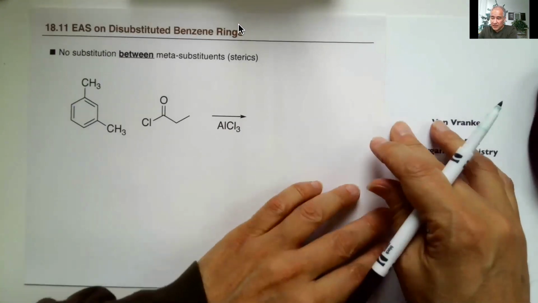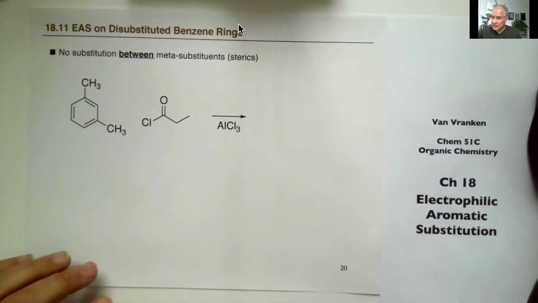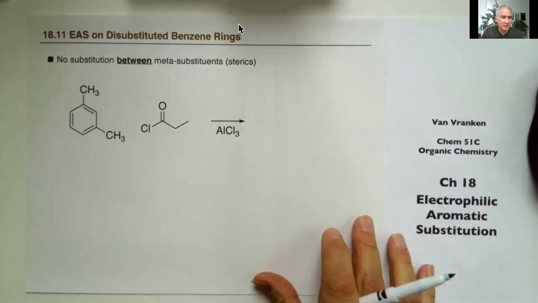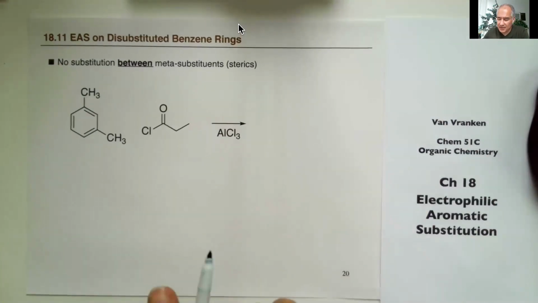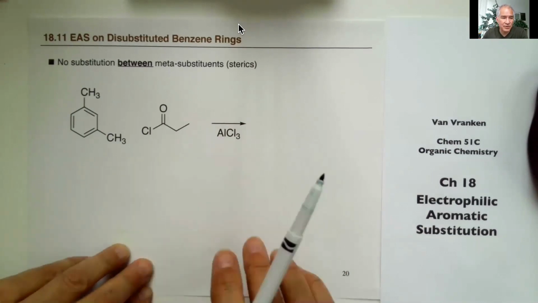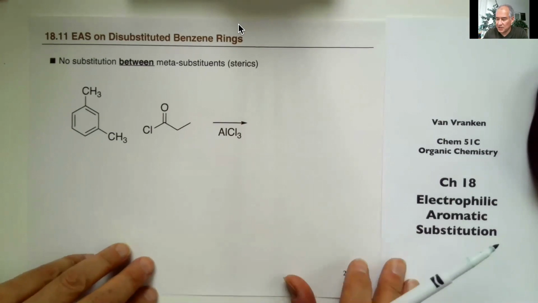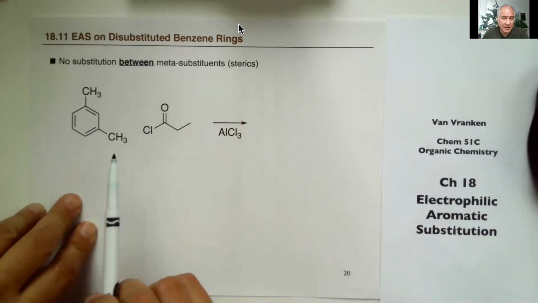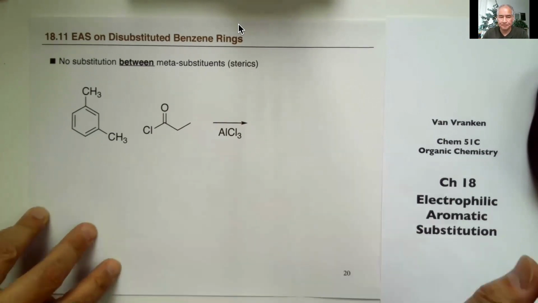Okay, let's talk about another kind of simpler rule, but it's maybe a little bit obscure, about regiochemistry. So this is another slide about regiochemistry and how to decide where the third substituent is going to add if you've already got two substituents on a benzene ring.